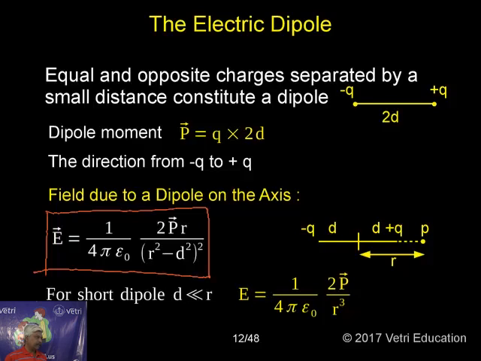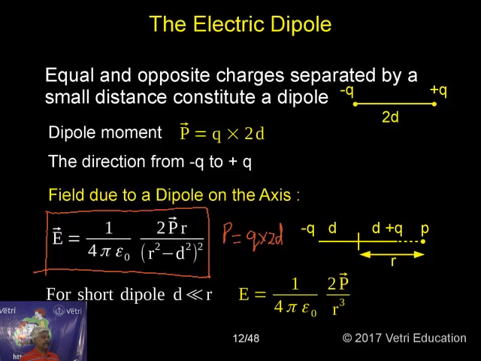So this is the electric field due to a dipole placed, at the point R. 2P, P is called the dipole moment. Q into 2D is replaced by P. P is always equal to Q into 2D. So in the derivation, Q into 2D is replaced by P. Therefore, 2P, that is Q into 2D, and 2PR by R square plus D square, for a short dipole.